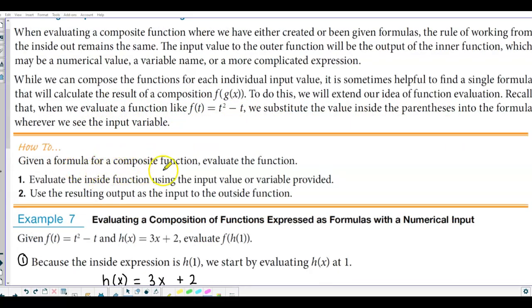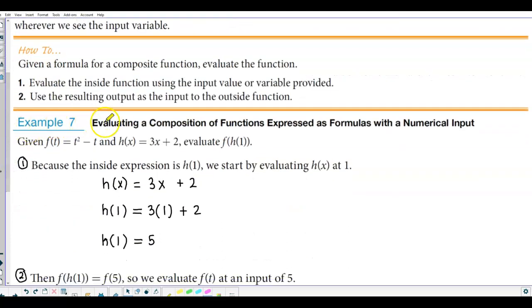Given a formula for a composite function, you want to evaluate the function. Step 1, we're going to evaluate the inside function using the input value or variable provided. And number 2, we're going to use the resulting output as the input to the outside function.